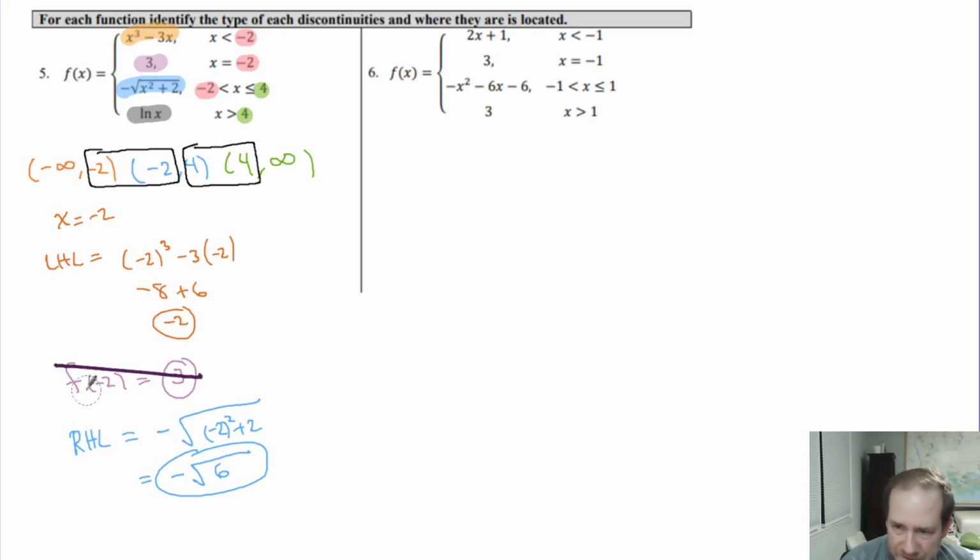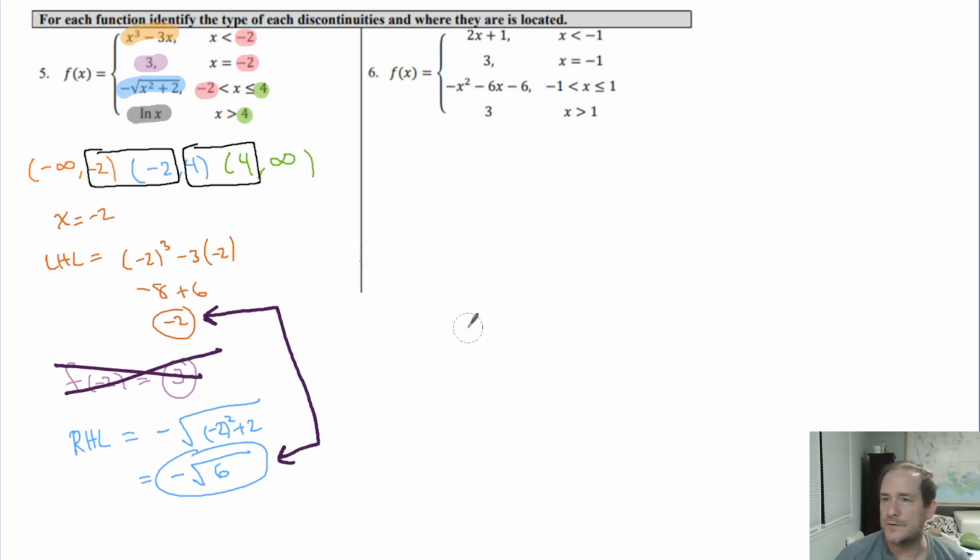It also means that I don't really care about the function value. He doesn't do anything. All that matters is the fact that these two limits are different. I now know that for sure there's a jump discontinuity at negative 2.